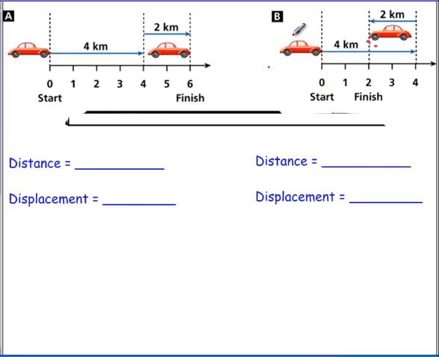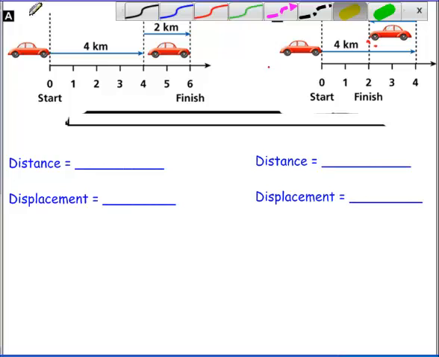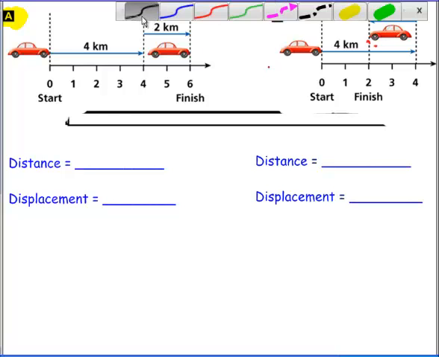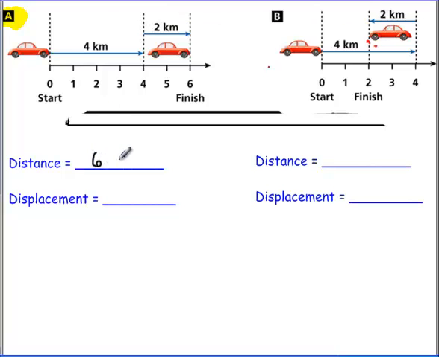Here we have two diagrams, A and B, both of a car traveling different legs of a journey. If we look at sample A first, and we look at what happens when the car travels 4 kilometers, it stops, and then travels an additional 2 kilometers. The total distance that has been traveled is 6 kilometers. That's the total odometer change that would have occurred in the car.